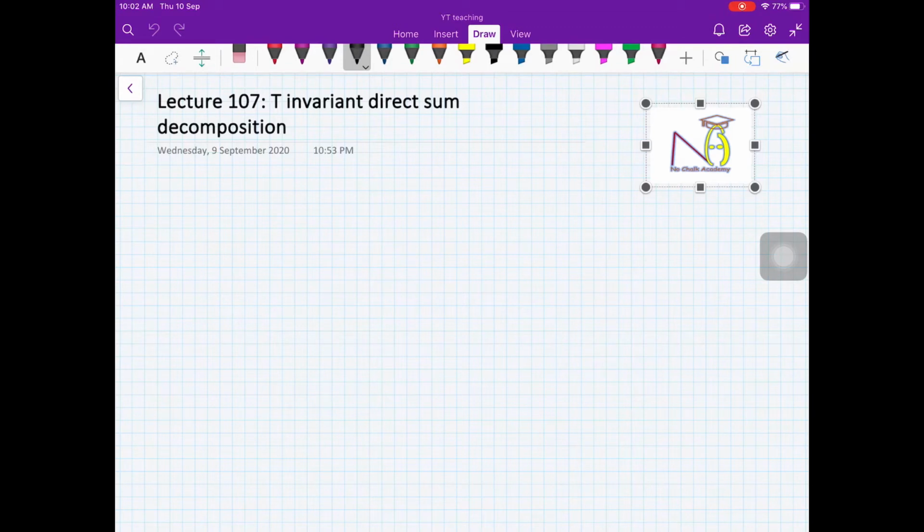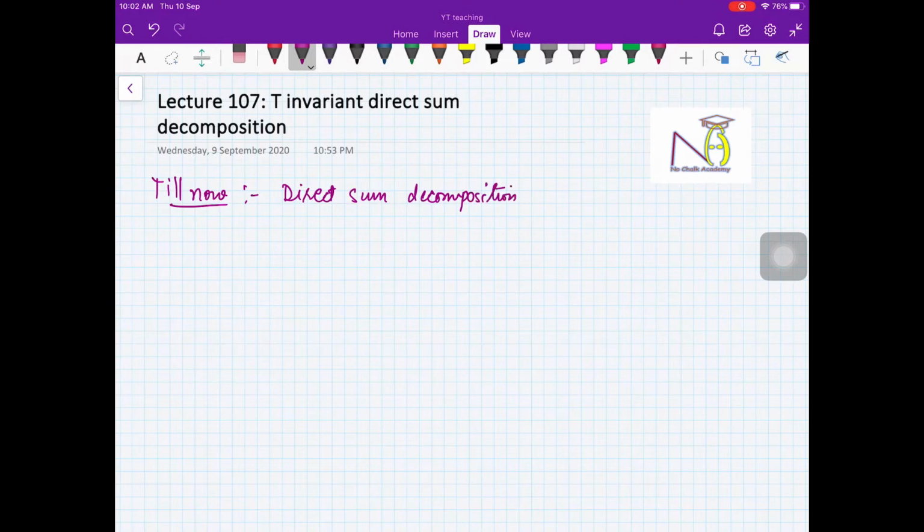In the last video and the second last video we were talking about direct sum decomposition of a vector space. And in this video we are going to talk about T invariant direct sum decomposition. So there is an addition of this word T invariant. Let us see what we mean by T invariant direct sum decomposition of a vector space. The moment T invariant comes, it means that there is a linear transformation involved.